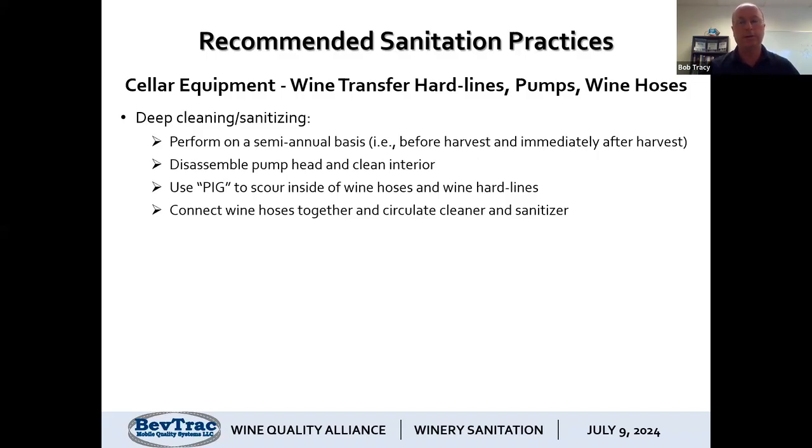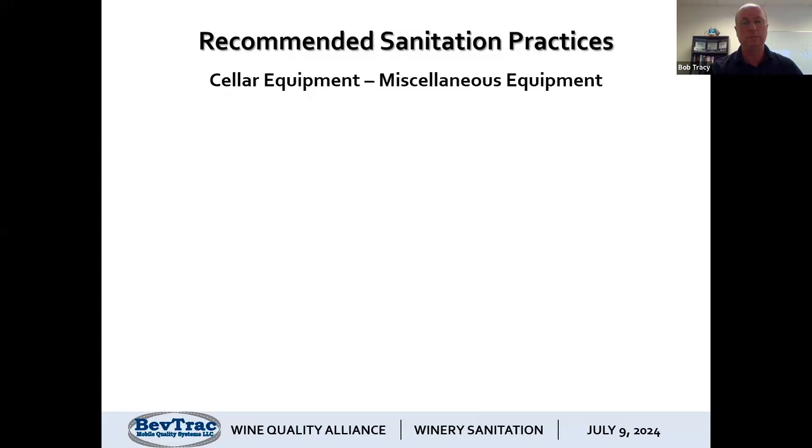and the sanitizer. So it's very important that you do a deep cleaning of the equipment at least twice a year. And it always works out well to do it before harvest and after harvest, because stuff will sit in there for a long period of time. And that's very difficult to clean.